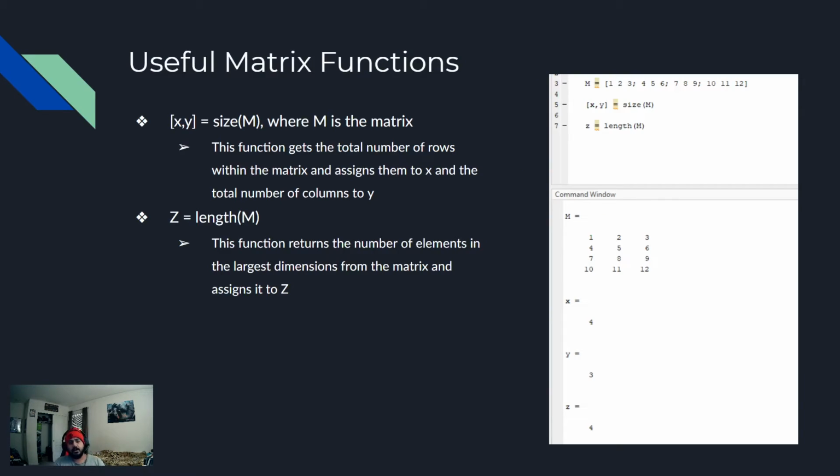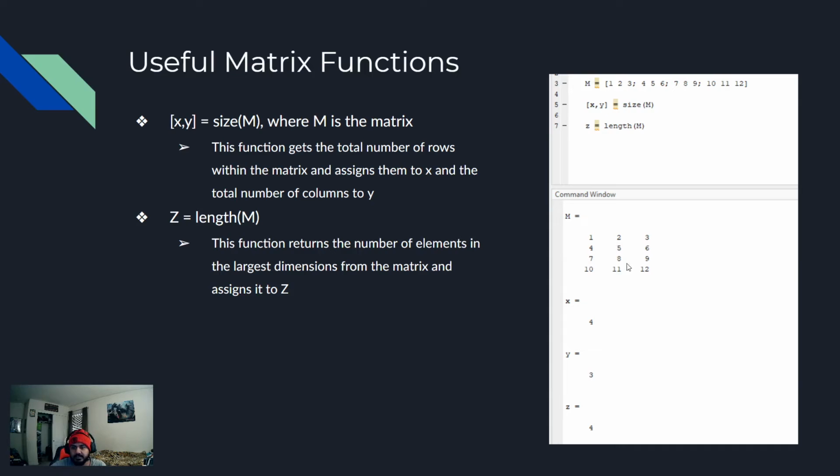Now, there are different functions for matrices as well. So, for instance, the size function, what this will do is it will actually get the total number of rows within the matrix and assigns them to x, and the total number of columns, and it assigns them to y. So it actually returns essentially the size of the matrix. And the length of the matrix, what this does is it returns the number of elements in the largest dimension from the matrix and assigns it to z.